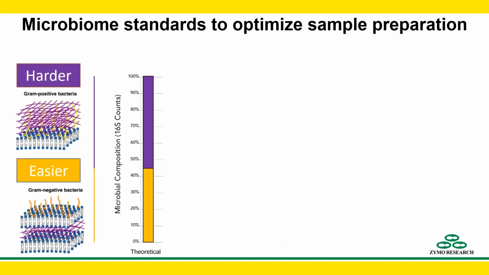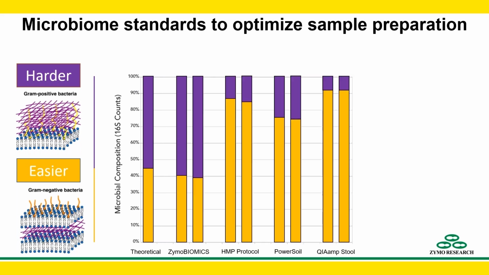One example of a standard is our whole cell mock microbial community. This is a reduced complexity microbial sample, which is comprised of both a mix of those harder to lyse organisms, like the gram-positive bacteria, and easier to lyse gram-negatives. And the key point is that each organism is present at a known quantity. So we can include this standard in our workflow to test if our abundances of these organisms match the expected.